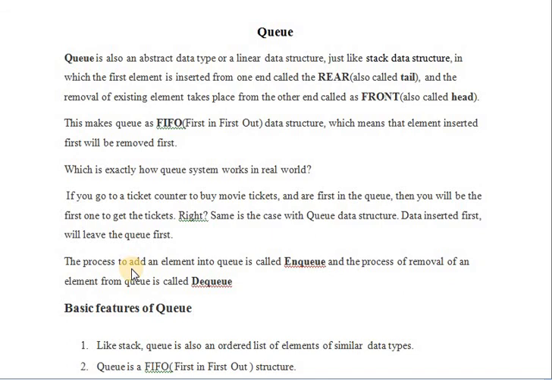The process to add an element in the queue is called NQ (enqueue). If you add an element, technically they call it NQ, and the process of removing an element from the queue is called DQ (dequeue). If you enter an element, you call it NQ. If you remove an element, you call it DQ. Now we will see some of the basic features of the queue.